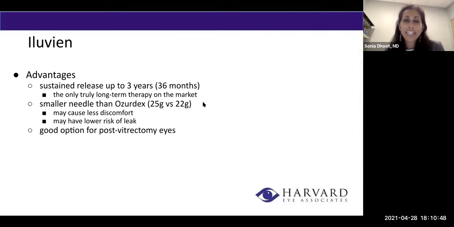It lasts for 3 years. Well, it can be kind of risky because what if your pressure goes up or it doesn't work very well and then it's stuck in your eye for 3 years? So we really want to make sure that the steroids work well for you and you would be a good candidate before we put something so permanent in the eye. It's the only truly long-term therapy on the market.